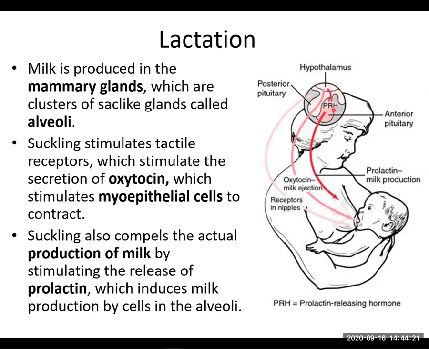It will also stimulate the hypothalamus to release prolactin releasing hormone to act on the anterior pituitary gland to cause the release of prolactin. Then prolactin will act on the mammary glands to produce milk. So that is that.